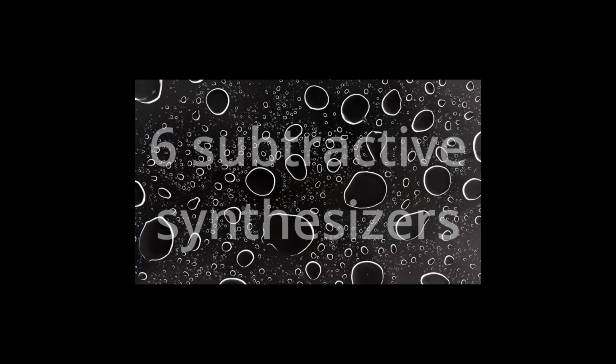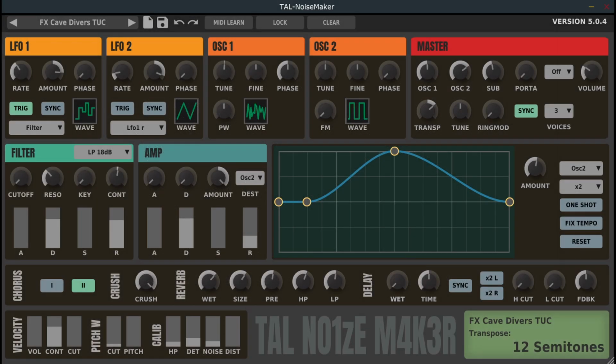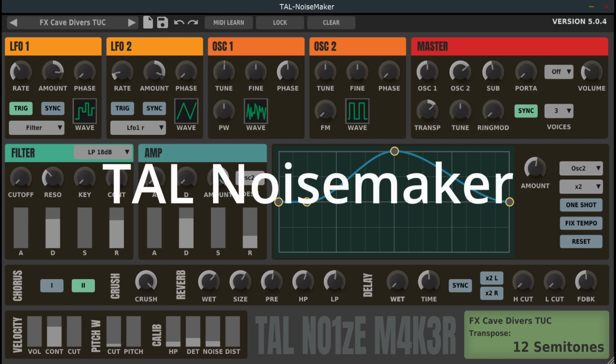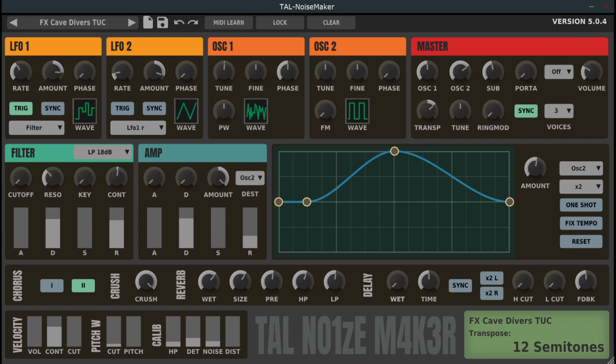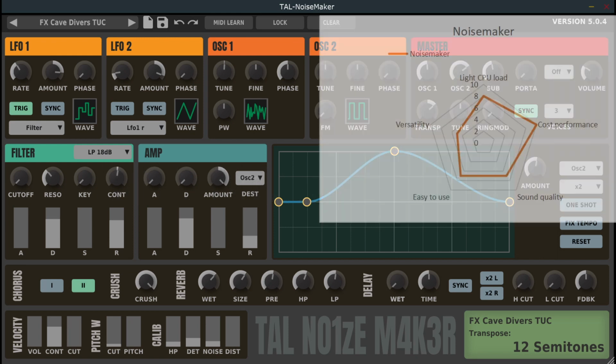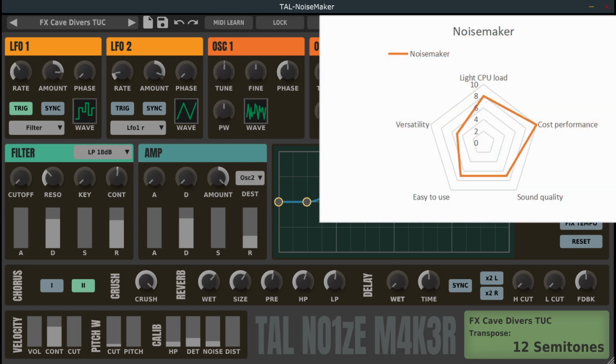So let's see then. 1. TAL Noisemaker. I think TAL Noisemaker is one of the best subtractive synthesizers, and it's even free. It has very fat and smooth sound quality, a simple structure that brings enough versatility with low CPU usage.